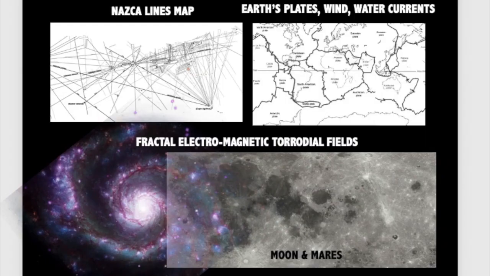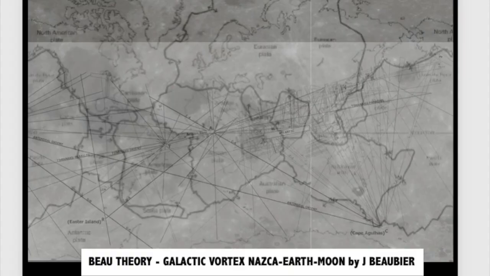So what we're going to do in this presentation is show how the electromagnetic vortex pattern is actually represented in the Nazca Lines, in the plates of Earth, and in the moon. And if you've seen any of my other videos, you know that I say that the moon mares are what form the continents on Earth, and I'm going to get a little bit more detail on that. It's going to be pretty cool. These are going to be some maps that I haven't really delved into yet.